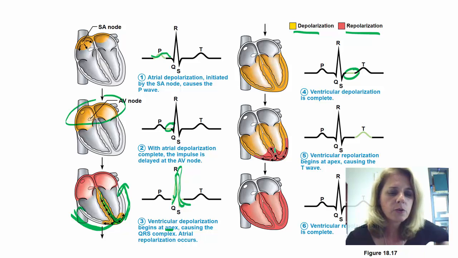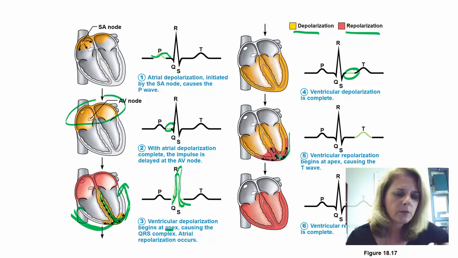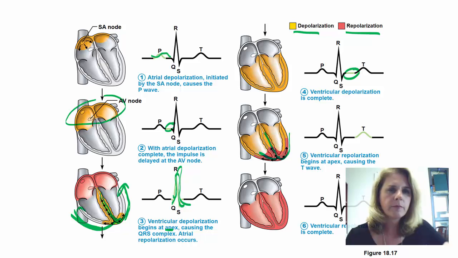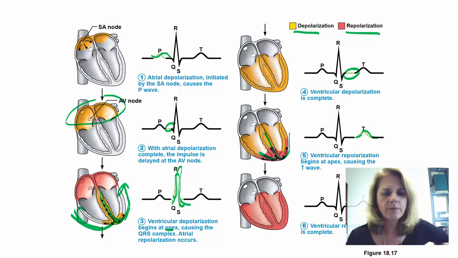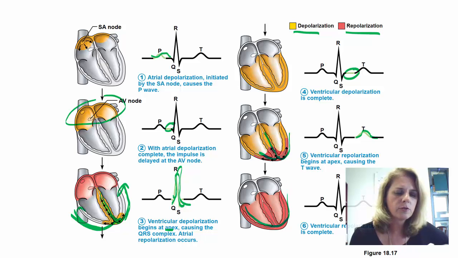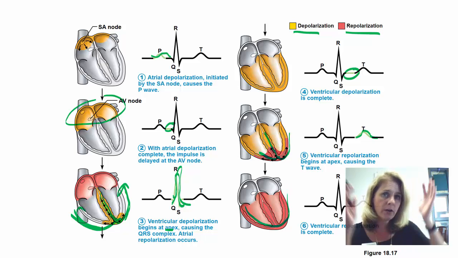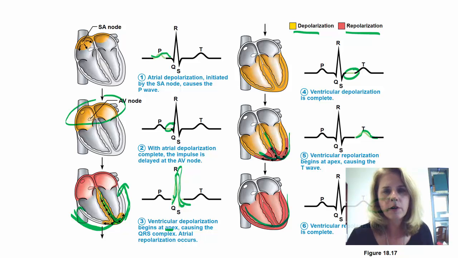And then it's going to start to repolarize, and the repolarization is going to spread from the apex up, and that is going to be your T wave. And as that ventricle completely repolarizes, there's a pause so that the heart can fill back up with blood. And here's your pause there.